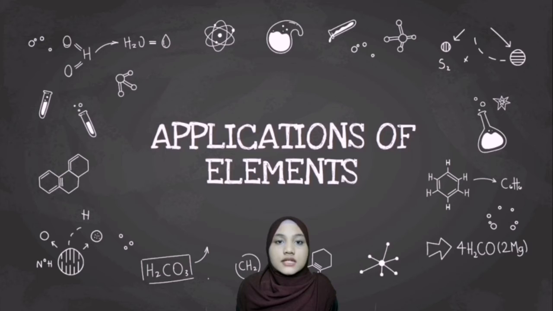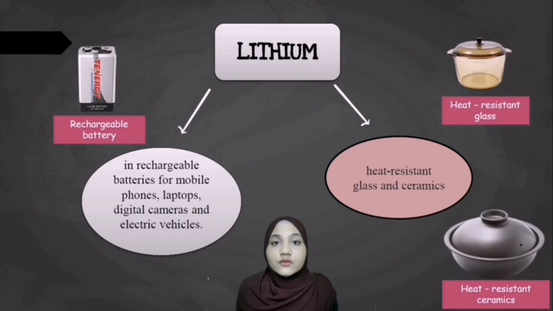Now we will continue with Group 1 Application of Elements. The next element in Group 1 is lithium. Lithium is used in rechargeable batteries for mobile phones, laptops, digital cameras and electric vehicles. Lithium is also used in heat-resistant glass and ceramics.